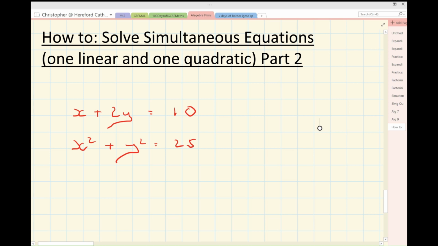Right, here's how to solve simultaneous equations when one is linear and one is quadratic, Part 2. You've done all the hard understanding and the hard work in Part 1. Part 2 is a much shorter film, just to deal with how to solve your equations if they're given to you in this form, rather than both as y equals.